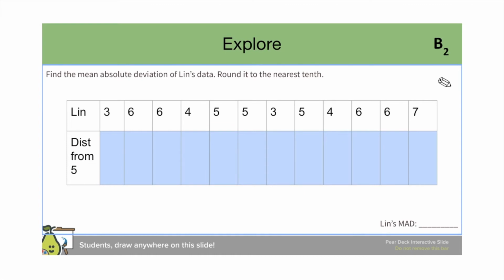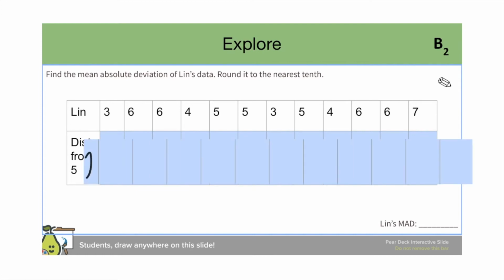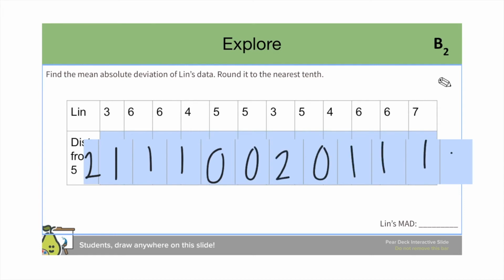As I stated before, this can be used as the I do, and the distance from 5 for Lynn would be 2, 1, 1, 1, 0, 0, 2, 0, 1, 1, 1, 2, and his MAD would be 1.